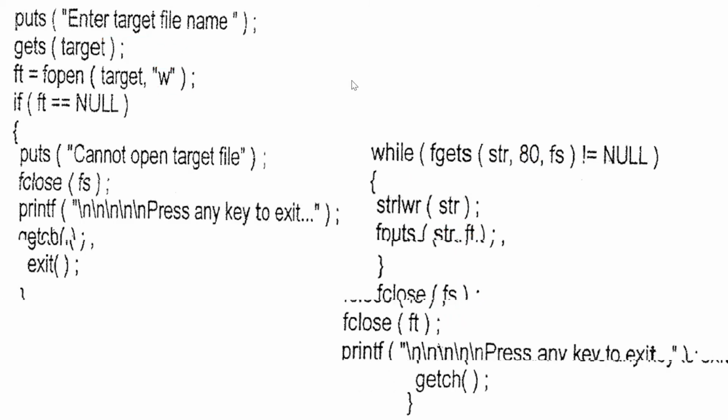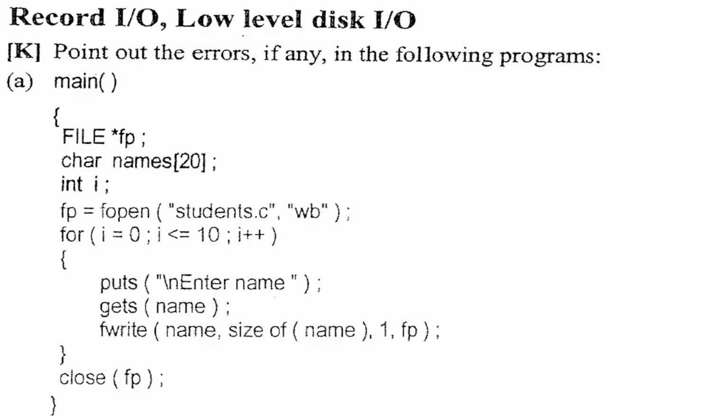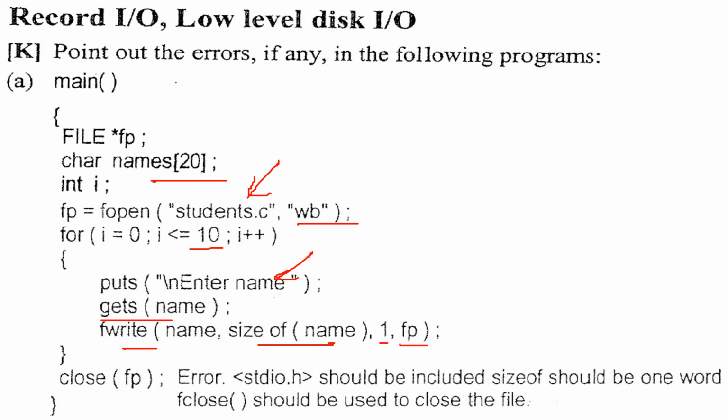Record IO, low level disk IO. So we have to point out the error. FILE *fp, char name, this is 20 we have taken. This is, say, student.c and we opened it in write binary. So from 0 to 10 we have taken, enter the name, got the name and just fwrite the name with the size of name, 1, fp. So what is the error? The error is, first of all, stdio.h has to be there and this sizeof has to be one word. This has to be one word, not like this, right?